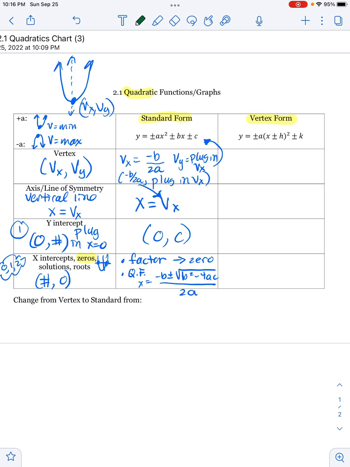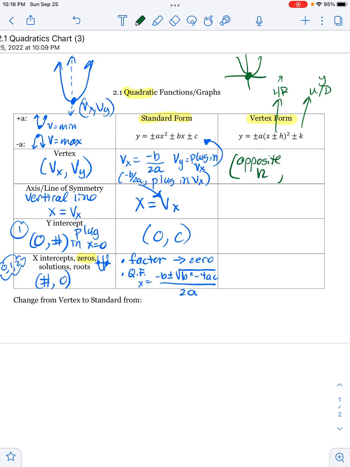Your h in the middle here is going to move it left and right. This is going to move it up and down. Left and right is x, up and down is y. So your vertex is, where does the vertex, normally found at the origin, end up after you've moved it left, right, up, down? Keeping in mind that the one that's inside goes the opposite direction.